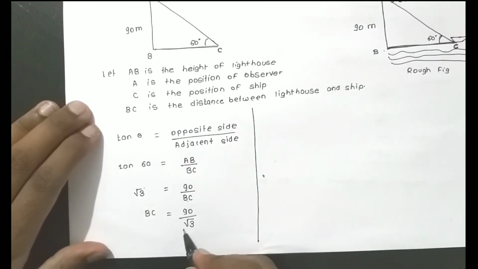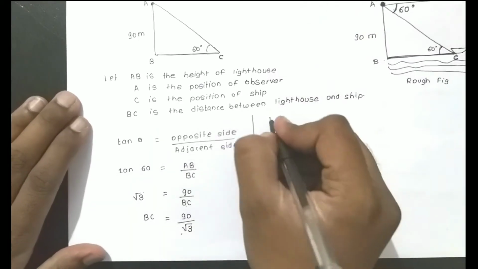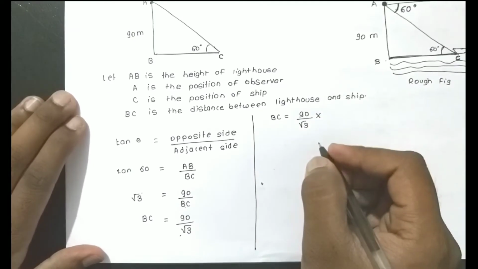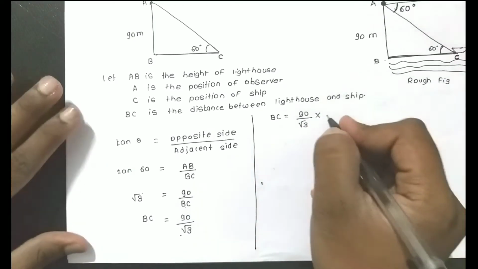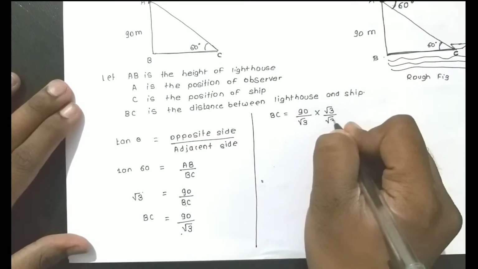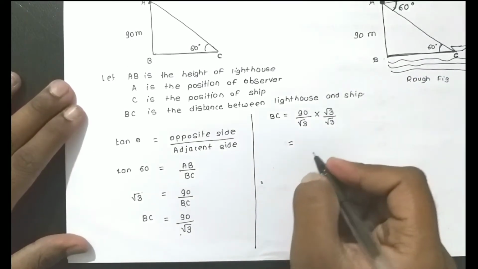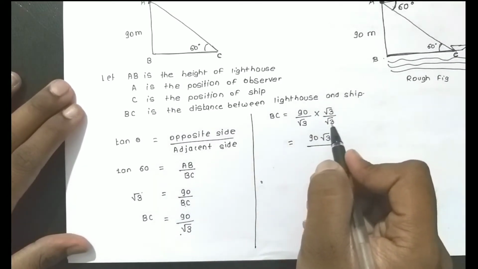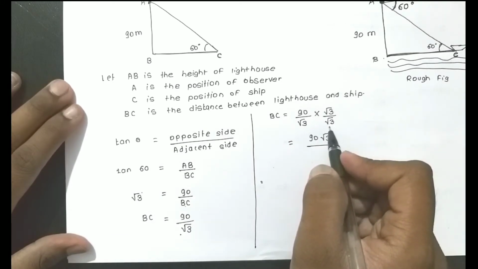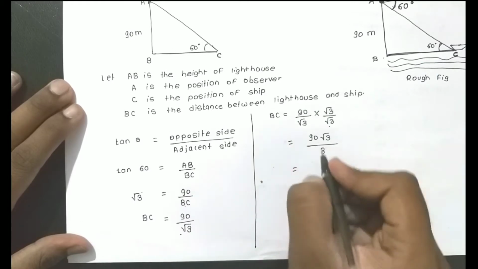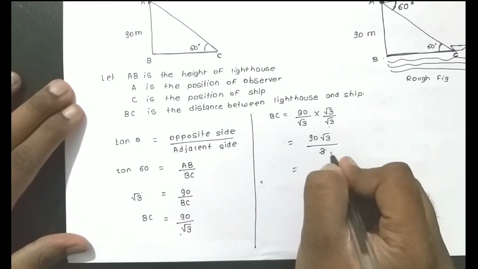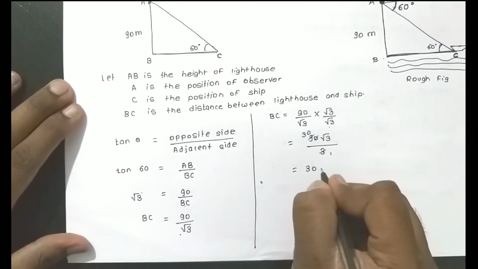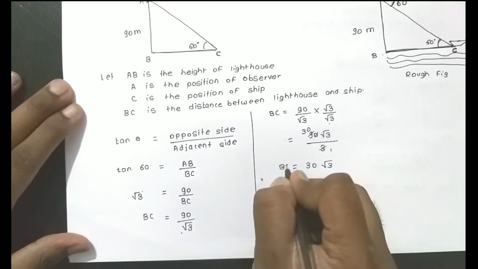When there is a root in the denominator, we have to rationalize that number. So BC is equal to 90 divided by √3, and we multiply and divide by √3. What does the value become? 90 √3 whole divided by √3 multiplied by √3. 3 3s are 9. What is the root of 9? 3. So 90 divided by 3: 3 1s are 3, 3 3s are 9, 0 as it is. The value is 30 √3 meter.